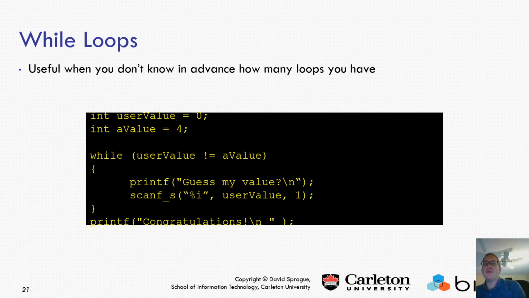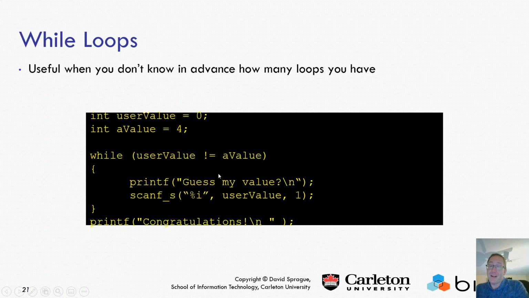Maybe I want to know how many loops I'm going to do in advance. So this is a guessing game, for example. While loops are really normally useful for when I do not know how many times I'm going to loop. So in this case, I have a guessing game. I could put some random value for a value. And all you're doing is guess my value, and then you put in a number, and if it's the number that they're looking for, you loop around.